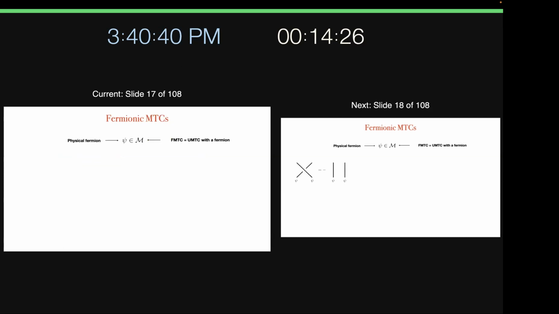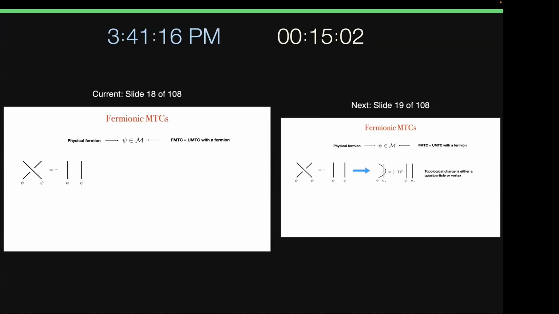Great. Okay, so now let's move into fermionic modular tensor categories. I'll use M to represent modular tensor categories that have a fermion that we're interpreting as a physical fermion. All right, so this M has an object psi, which is the fermion. What does that mean? There are multiple kinds of fermions that you could have, but the simplest possible one that you could consider is the following. It has Z2 fusion rules, meaning if I take a pair of psis and fuse them together, this locally looks like the vacuum.